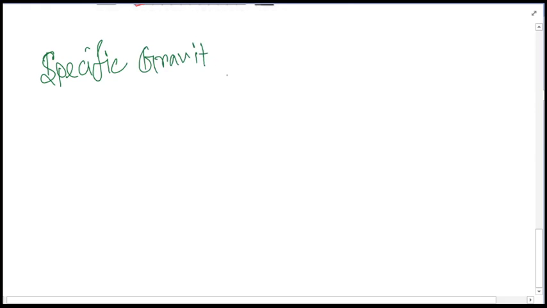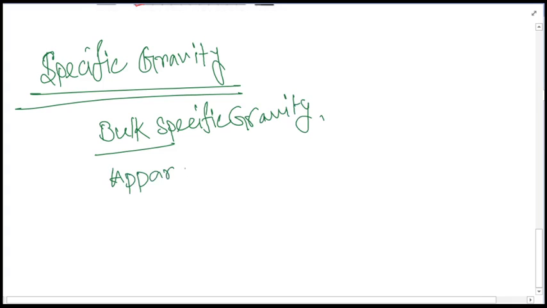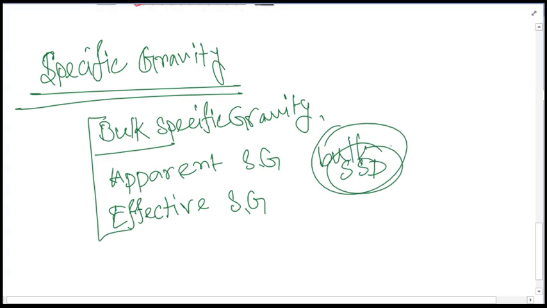There will be different types of specific gravity according to our concern. So we will be focusing mainly on three. First of all, we will be learning bulk specific gravity. After that we'll be watching apparent SG, and finally the effective SG afterwards. So these three things we'll be learning first, and if we can, we'll also focus on bulk SSD as well, but it's not our concern.